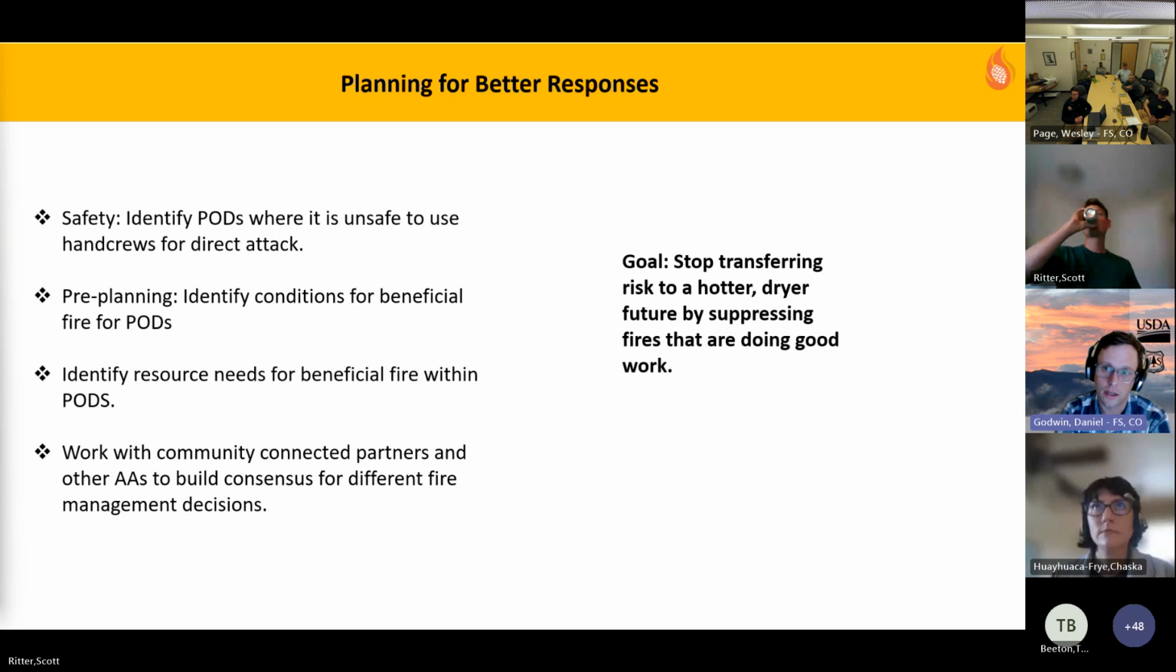And so that's an aggregation of information that we can bake into pods here. And then, like we said, going through and identifying conditions for beneficial fire within pods. So almost like a burn plan, and then figuring out what resources we would need so that when smoke is in the air, because smoke will occur, unplanned ignitions will occur, we've got a plan, right? And we've discussed this with community connected partners and other agency administrators from non-Forest Service agencies out there. And we've come to agreement around what our opportunity space here is, right?